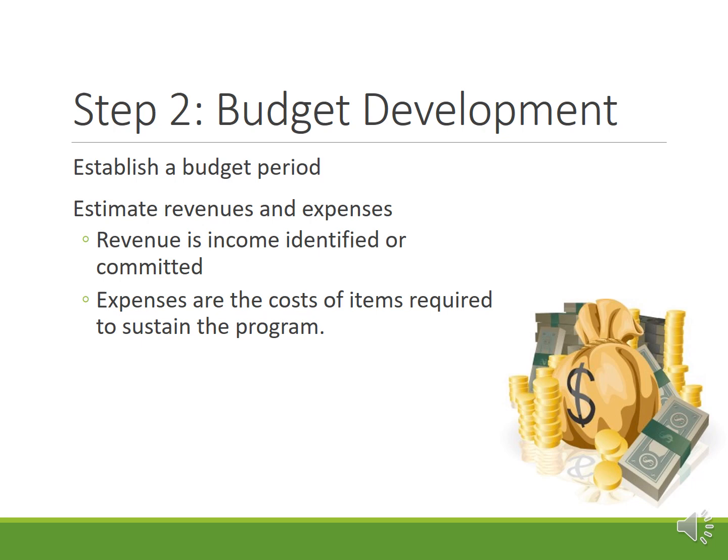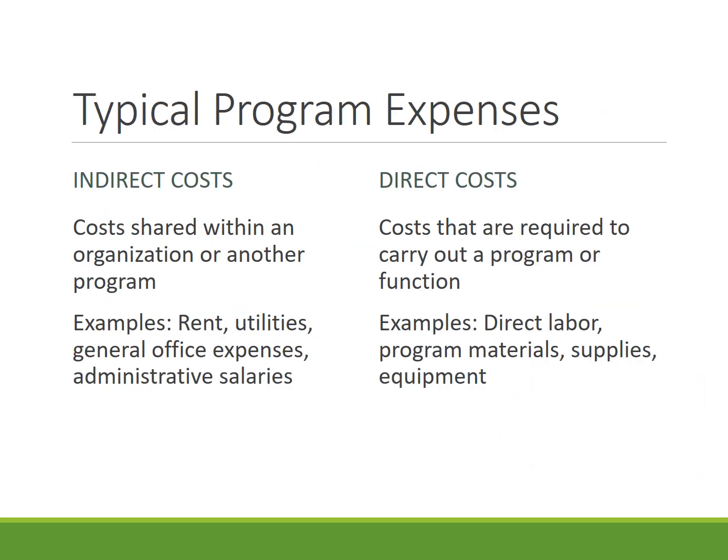So what are they? Your indirect costs are also known as overhead costs, and these costs are shared within an organization or with another program. So some examples might include rent, utilities, general operating expenses, and salaries not tied to a specific program or project. So for example, an indirect cost might be how much it takes someone to fundraise, or it might be a printer that the entire company uses.